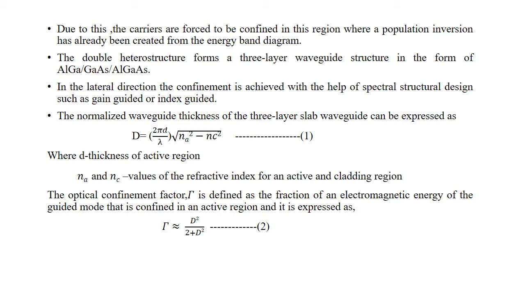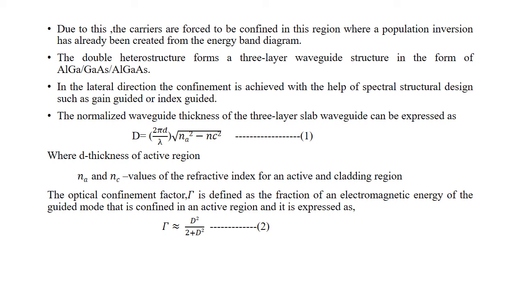In the lateral direction, the confinement is achieved with the help of structural design such as gain guided or index guided. The normalized waveguide thickness of a 3-layer slab waveguide can be expressed as D equal to 2 pi d by lambda times the square root of Na squared minus Nc squared.